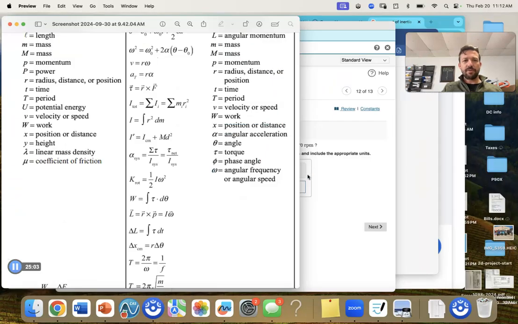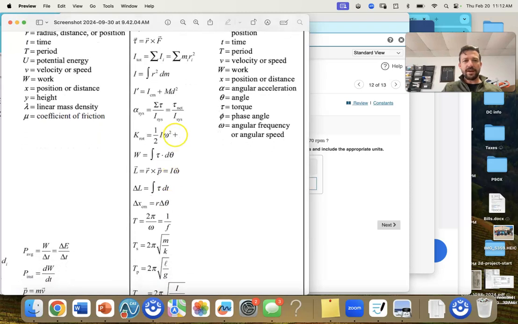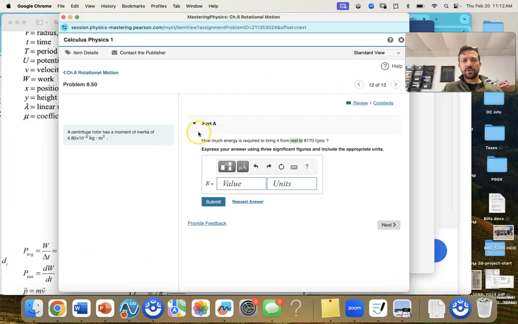So I would go over to my formulas. Angular energy would be right here. So it's a half I omega squared. So I'll do a half times I times omega, which is this one, that's how fast it's moving, squared. Just make sure to put it in radians per second. Okay, last one here.